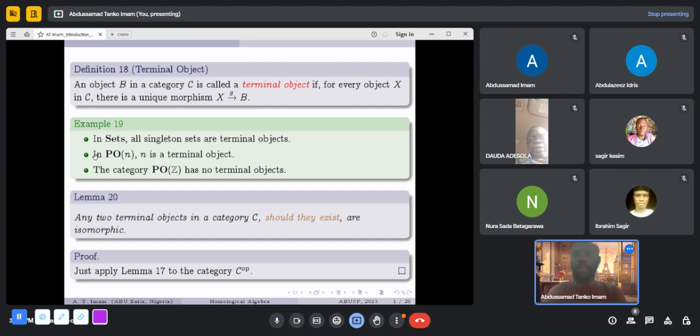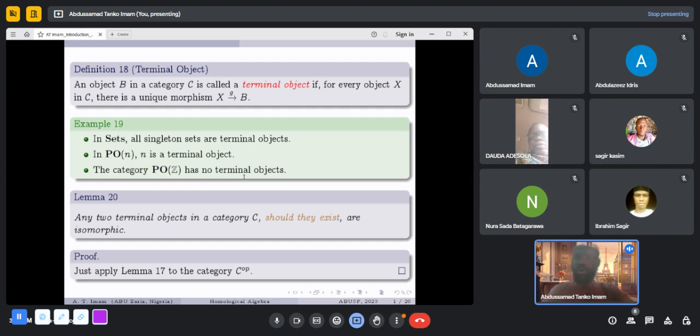And then in the category for n, the terminal object is n, or n minus 1. Actually, it should be n minus 1 by the way we define it, because the last object is n minus 1. So I think this is a typo. It should be n minus 1. And in the category of the integers, there is no terminal object, because this one is continuing. You cannot have a terminal object there.